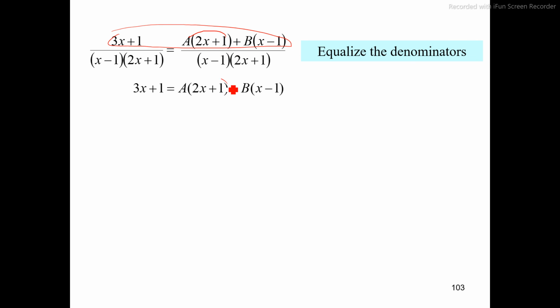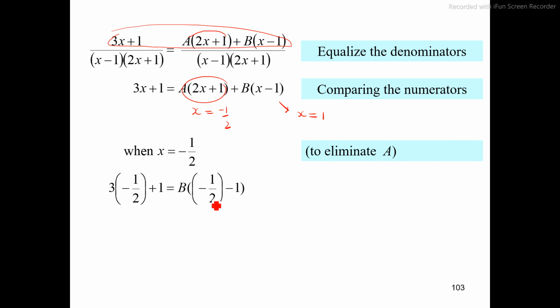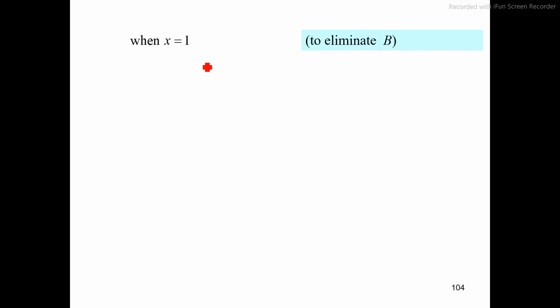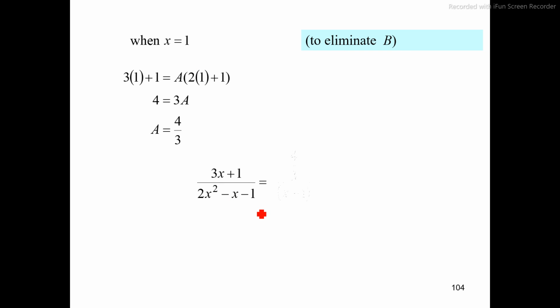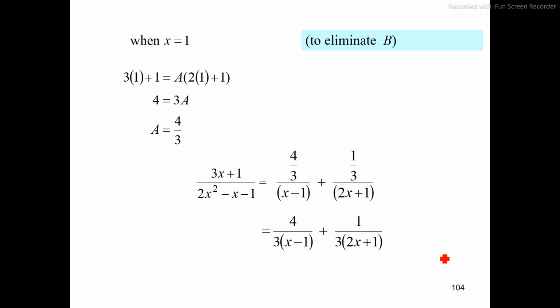So you substitute x equals negative 1/2, and then the other one x equals 1, setting each factor to zero. When the first is substituted you get B, with 1/3, and when the other x is substituted you get A. Substitute back, and that's it, it's done. So this is the final answer.